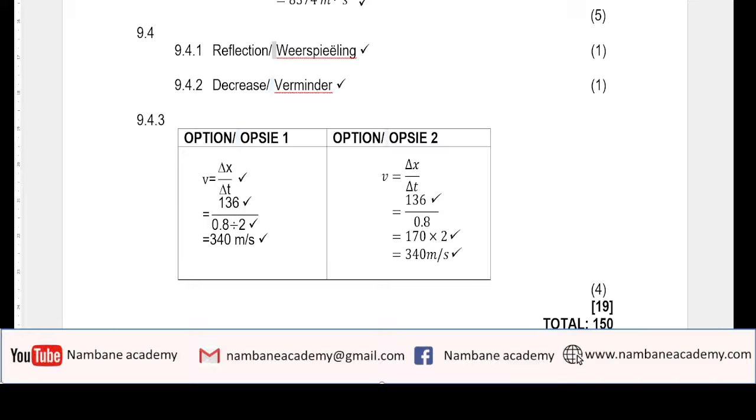Then option 2 will also use the same formula with a substitution of 136 divided by 0,8. And when there is reflection, it goes over the distance and comes back the same distance. That's why the 2 is there. So you times it with 170 and it gives you 340 meters per second. So 1 mark for the substitution in option 2, second mark for times by 2, and the third mark for the answer with a unit. Total mark of 4. The whole total mark for question 9 is 19.